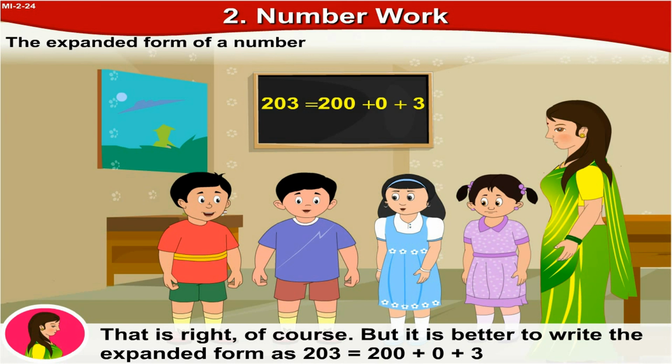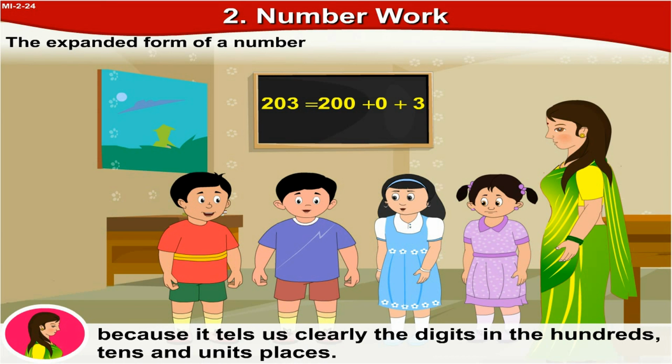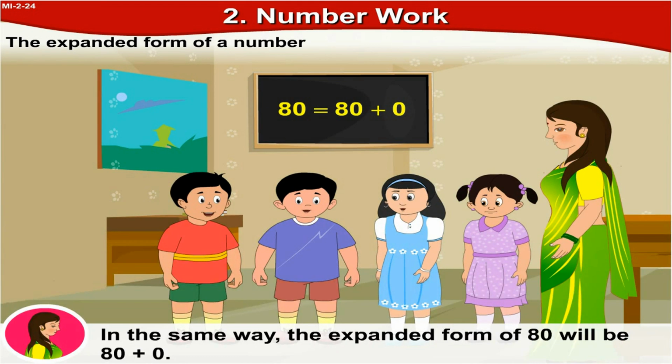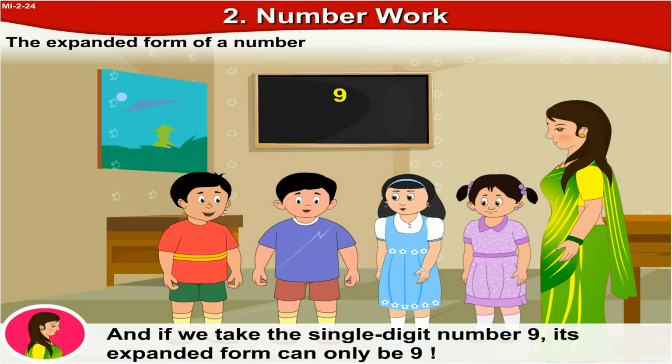But it is better to write the expanded form as 203 is equal to 200 plus 0 plus 3 because it tells us clearly the digits in the hundreds, tens and units place. In the same way, the expanded form of 80 will be 80 plus 0. If we take the single digit number 9, its expanded form can only be 9.